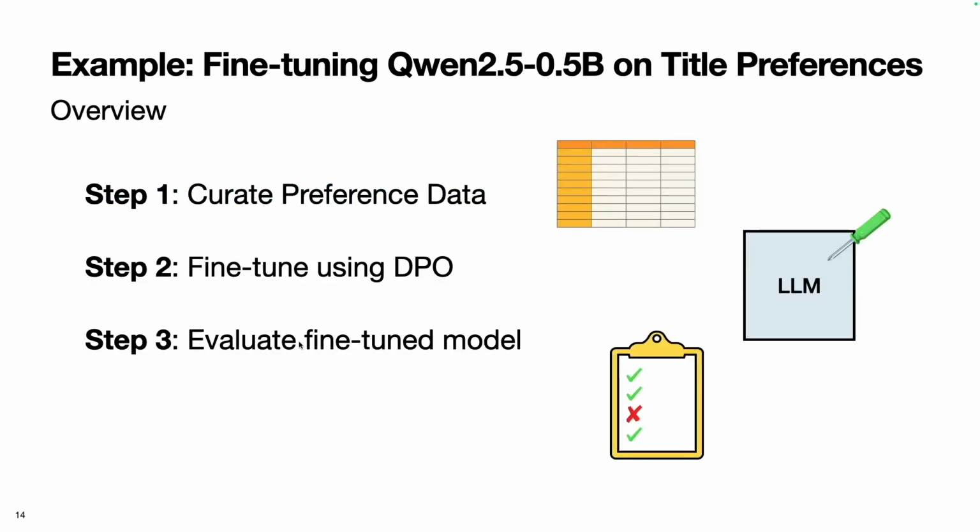Here's an overview of the process. The first step is to curate the preference data. Next, we'll fine-tune the model using direct policy optimization. And then finally, we'll evaluate the fine-tuned model.